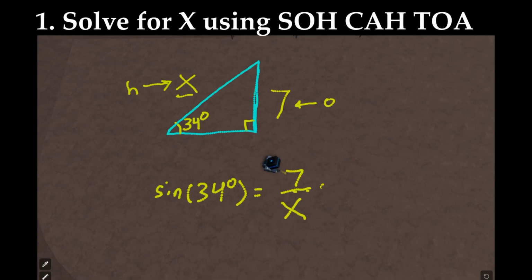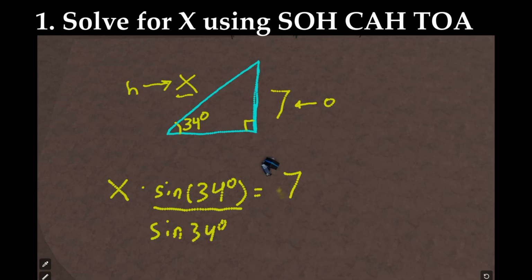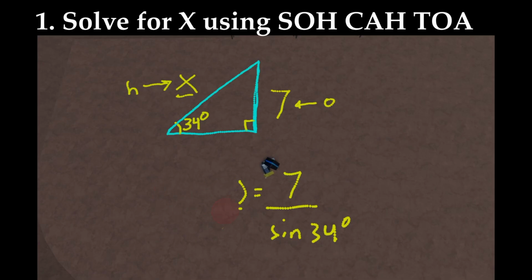The first thing I'm going to do is multiply by x on both sides because x is in the denominator. So now if I do that, I'm going to get x times sine of 34 is equal to 7. Now how do I isolate x? Well, because we're multiplying by sine 34 on the left side, let's divide by sine 34 on both sides. So now the sine 34s will cancel out on the left side, and I'm going to be left with x is equal to 7 divided by sine of 34.